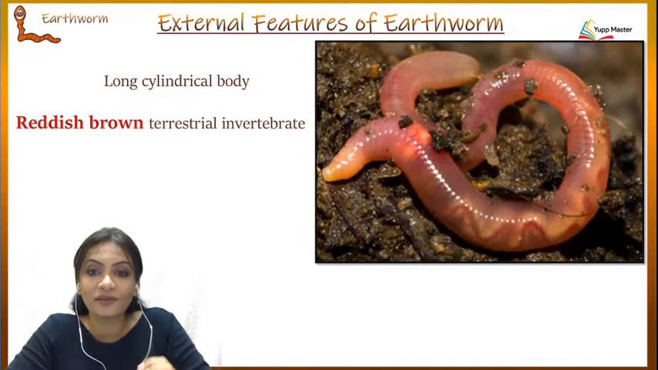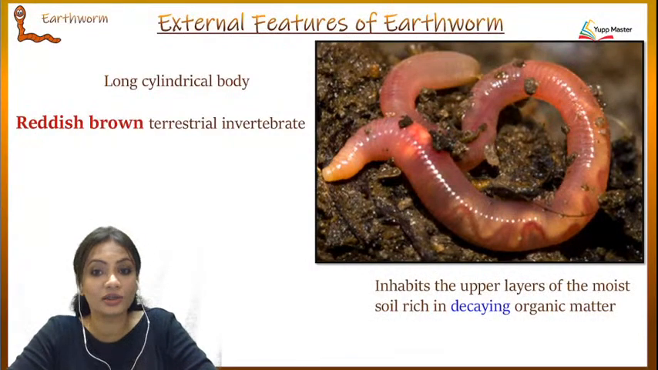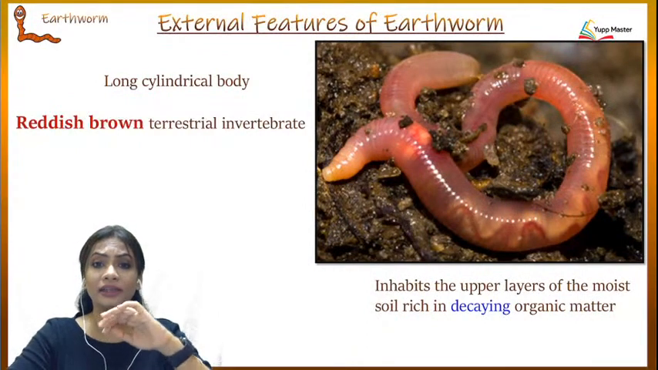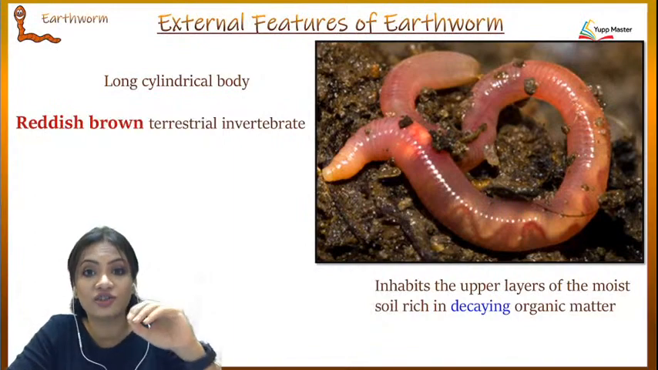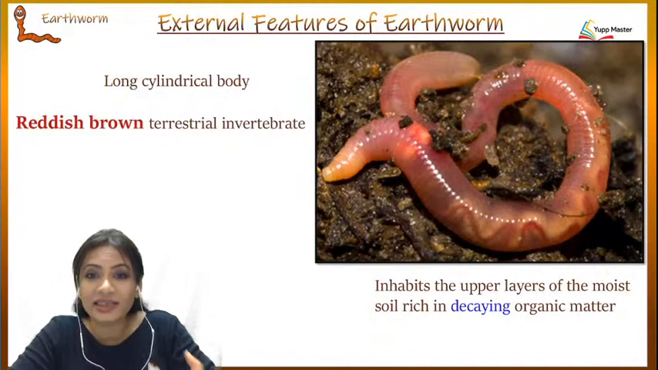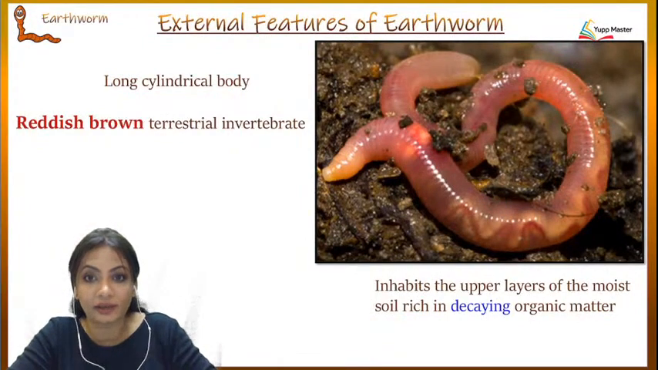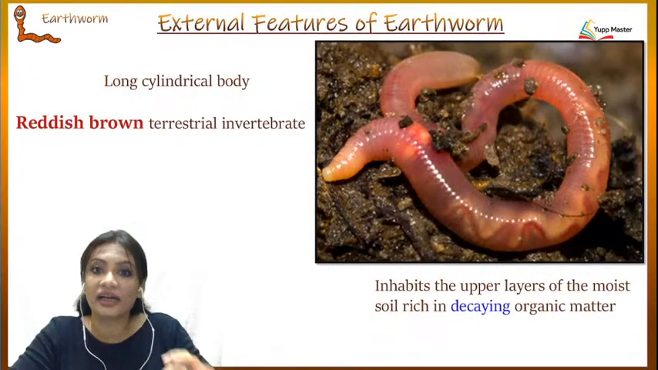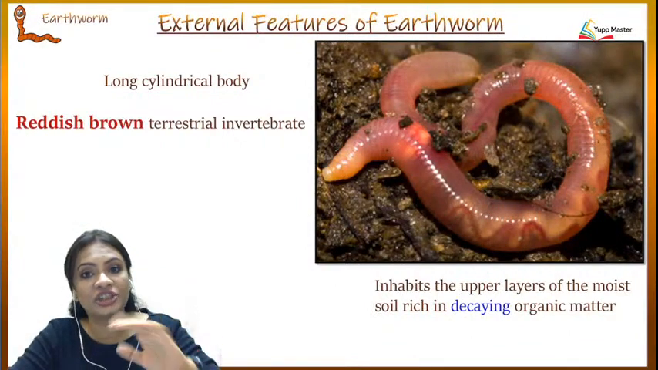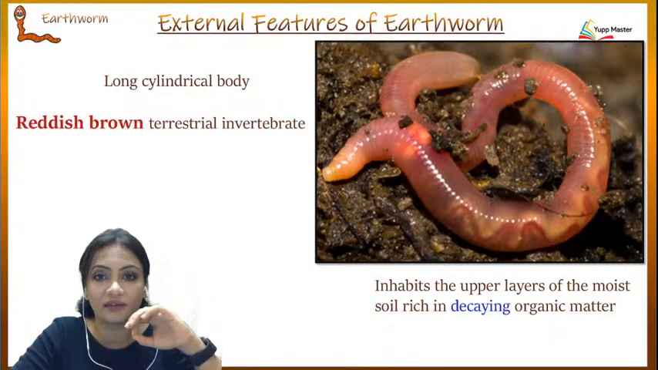Remember, it belongs to the phylum Annelida, alright. So, it is a terrestrial invertebrate, and also we see, where exactly do we find this earthworm? It is found at the upper layers of the moist, rich soil, okay. On which layer of soil is it found? The soil where there is decaying organic matter, that is where you will find these earthworms. So soil which is rich in the decaying or the dead organic matter, this is where we find our earthworms.